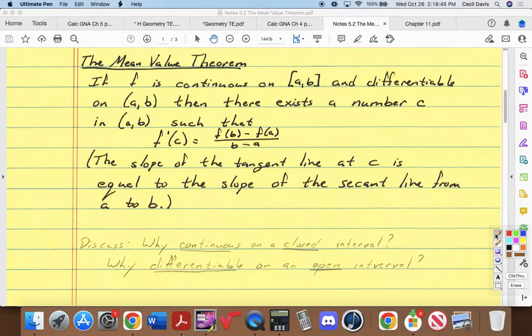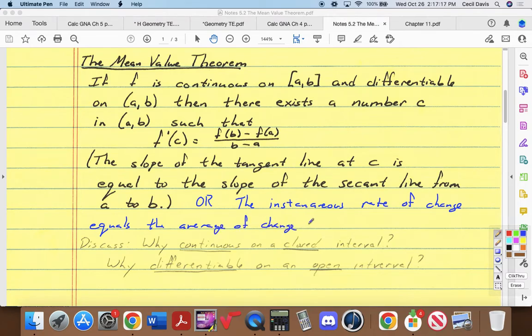So another way of saying this is, the instantaneous rate of change equals the average rate of change. At some point. At some point, your instantaneous rate of change has got to be equal to your average rate of change.